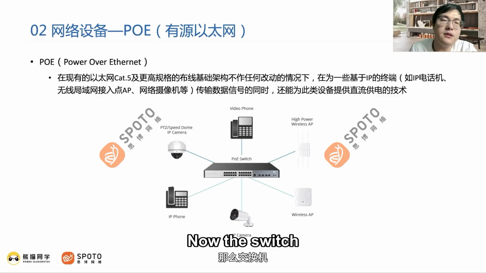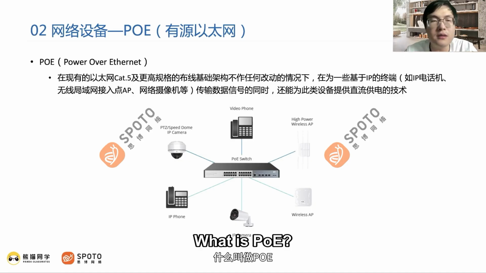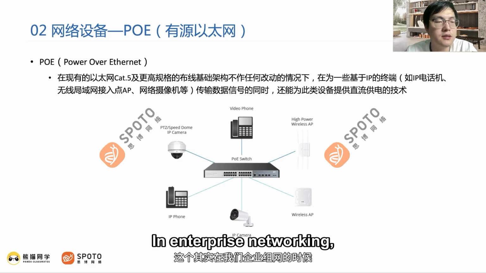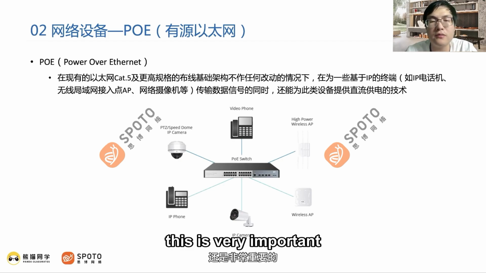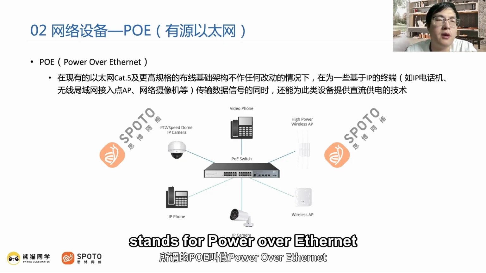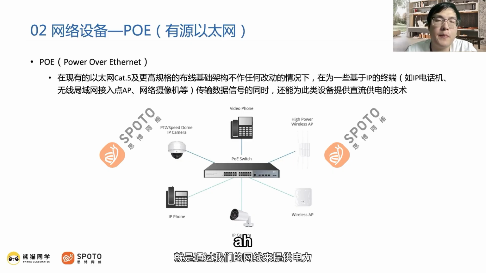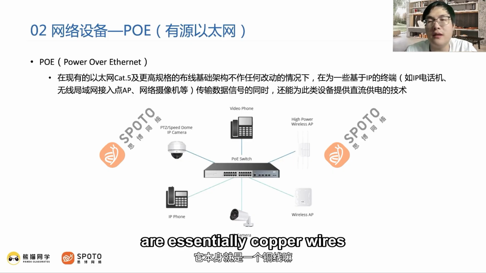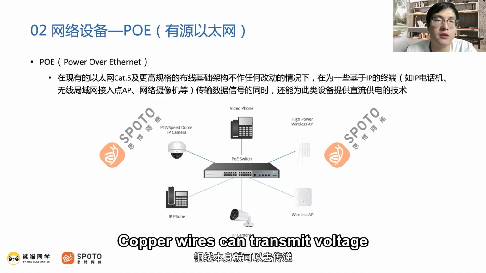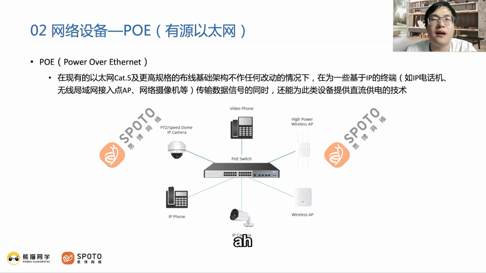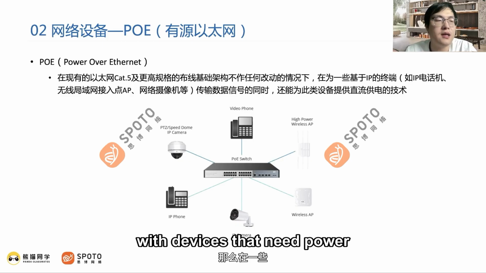Now the switch, as we just mentioned, has a PoE function. What is PoE? In enterprise networking, this is very important. So-called PoE stands for Power over Ethernet. What does that mean? It means delivering power over network cables, because our network cables are essentially copper. Copper wires can transmit voltage.